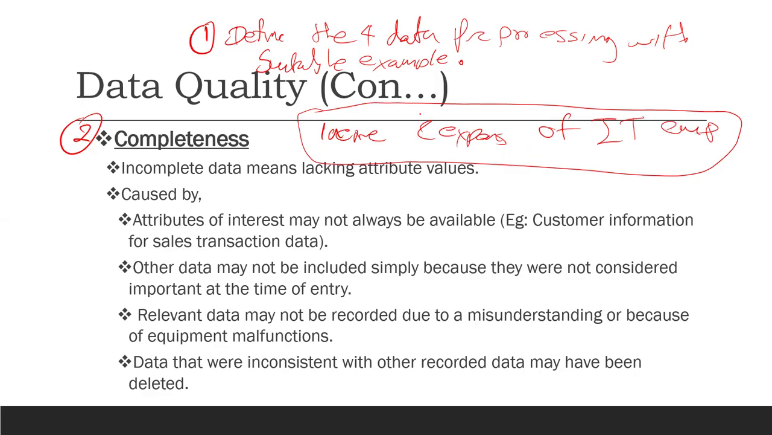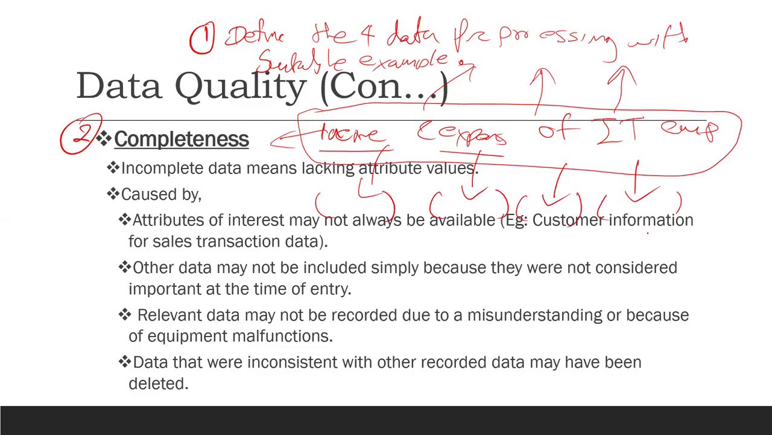For that research purpose, completeness in the sense that, first of all, you need to find out what attributes, what parameters I need to consider for this analysis. If I need to analyze the income and expenses of IT sector employees, what are the different attributes, the different attribute values I need to acquire to do this analysis? That is completeness, right?